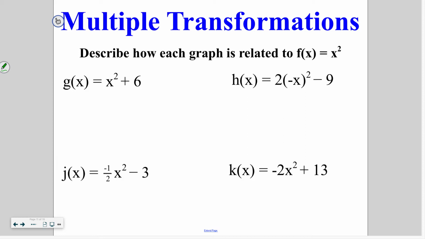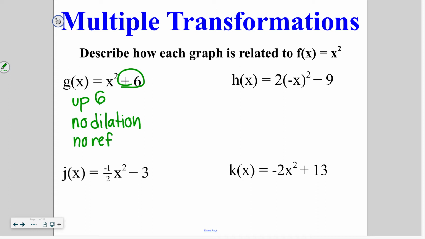So the first thing for g of x, I'm going to check, is there a translation? There is, because I've got the addition of 6. So I'm going to say it's going up 6. Then I need to check for a dilation. There is no number in front of x squared. So I'm going to say no dilation. And then we're going to check, and we have no reflection either because it is not negative. So you want to go through and double check all 3 of those elements.